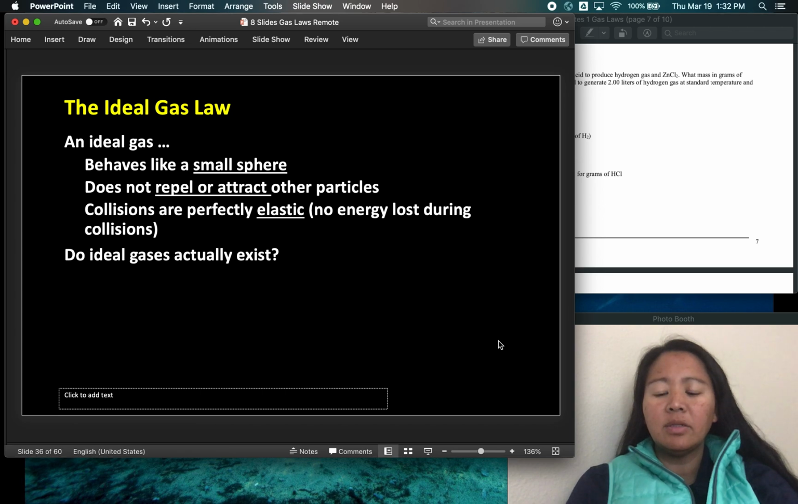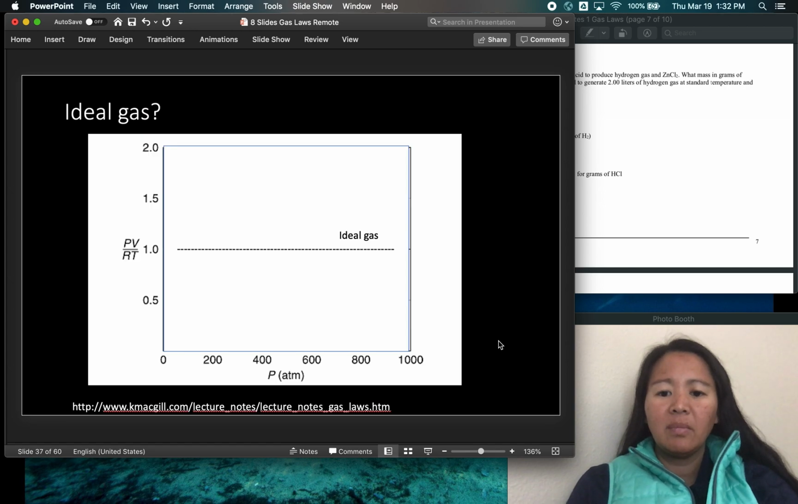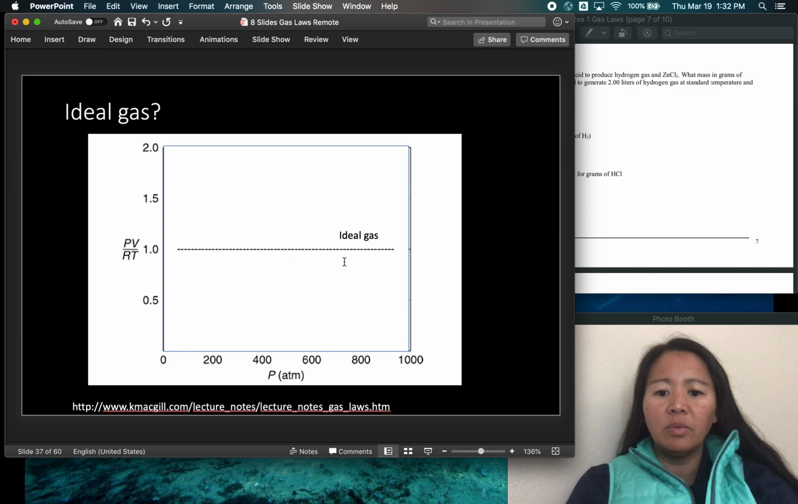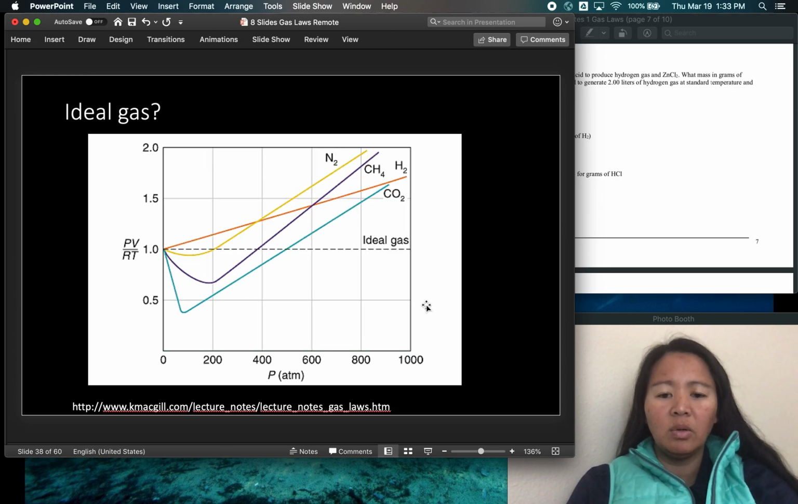But it turns out, I'll answer this for you, ideal gases don't actually exist. If we look at this graph, which you have in the notes, this dotted line in the middle represents an ideal gas. So the pressure at different temperatures, over different ratios of PV over RT, we would expect this to be 1. PV equals nRT, so the ratio would be 1 here. At different pressures, we would expect that ratio to stay the same, but we can see in the graph it doesn't. None of these gases represented here are ideal, even H2.